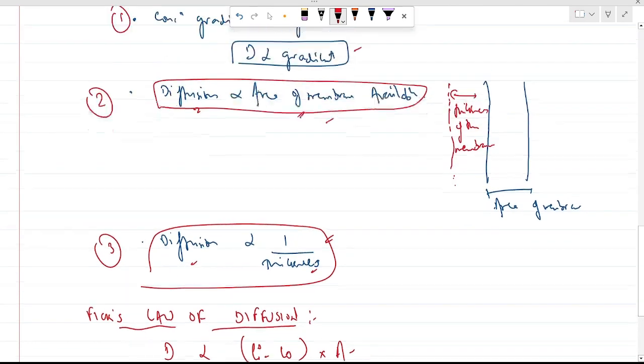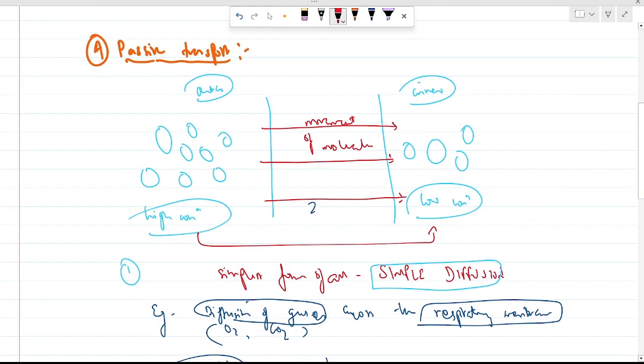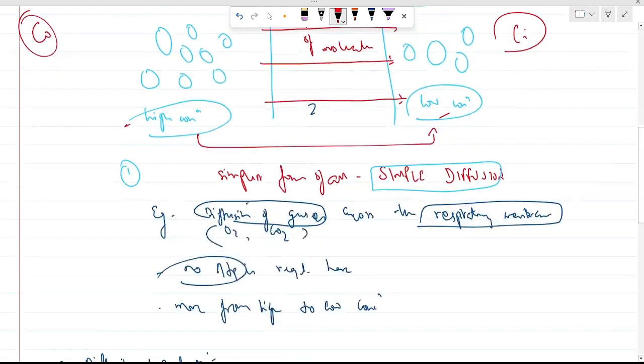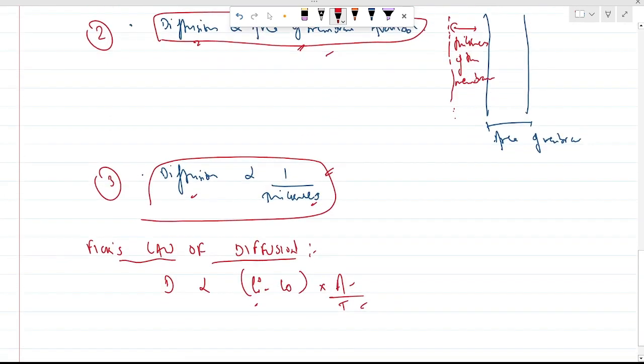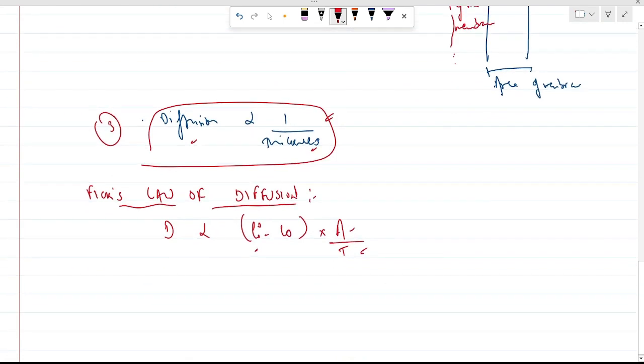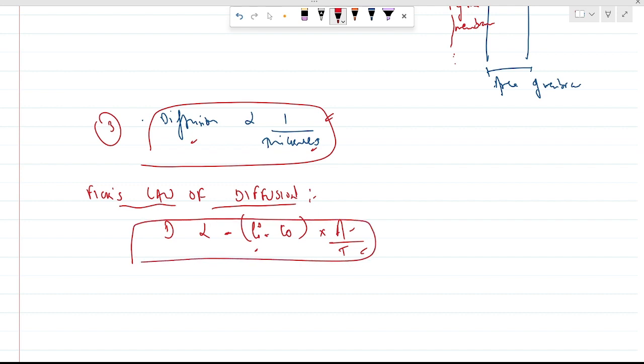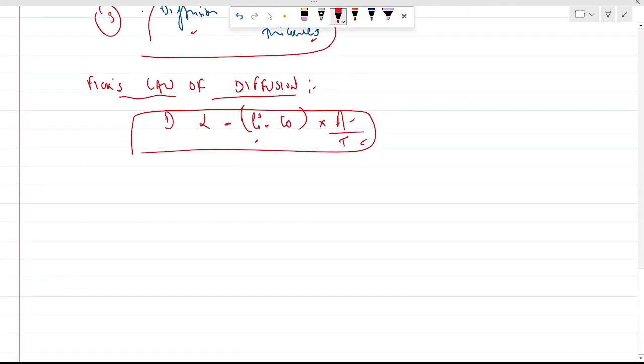So we've seen here that the substance moves from high concentration to low concentration. This is Ci inside, this is Co. But in the formula we have applied Ci minus Co. Ci is the low concentration, Co is the higher concentration. So we introduce a minus sign here. So this is Fick's law of diffusion, proportional to minus sign, Ci minus Co, A by T.